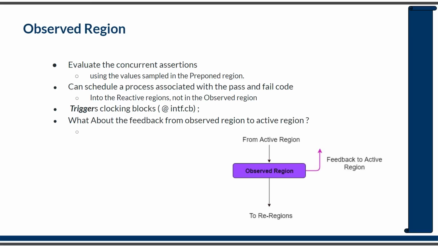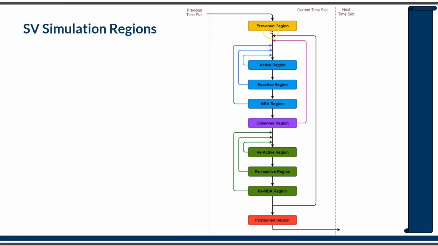And you have already seen that there is a feedback possible from the observed region. If you look at the previous diagram, which shows all the time regions, from the observed region it is possible to go back to the active region. So from the observed region, either it can go to the active region again with a feedback loop, or it can go to the reactive region set. We have already discussed that if there is a pass or fail condition associated with the concurrent assertion evaluation, that will be scheduled to the reactive region set.